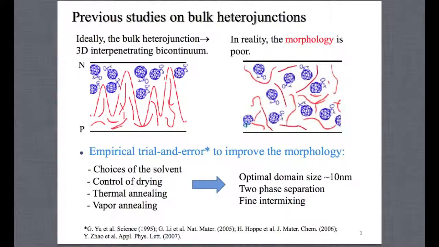Previous studies on bulk heterojunctions show that the energy efficiency improvement has been almost entirely done by empirical trial and error. For example, the different choice of solvent, control of drying and thermal annealing and vapor annealing in order to obtain two-phase separation with the optimal domain size of about 10 nanometers.